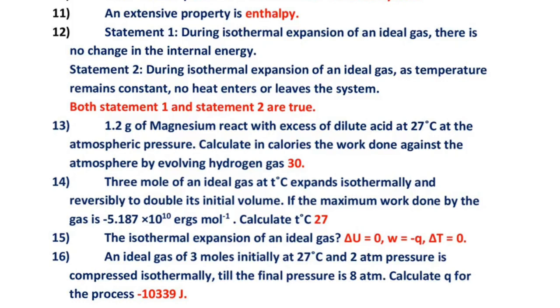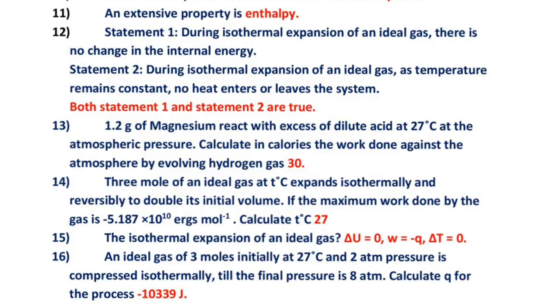1.2 gram of magnesium reacts with excess of dilute acid at 27 degrees Celsius at atmospheric pressure. Calculate in calories the work done against the atmosphere by evolving hydrogen gas. 30. 3 moles of an ideal gas at T degrees Celsius expands isothermally and reversibly to double its initial volume. If the maximum work done by the gas is minus 5.187 into 10 power 10 ergs per mole, calculate T in degrees Celsius.